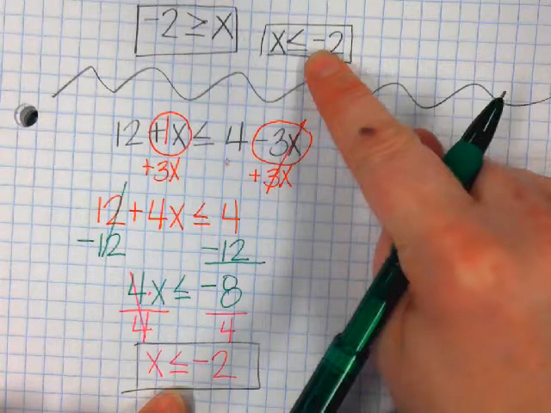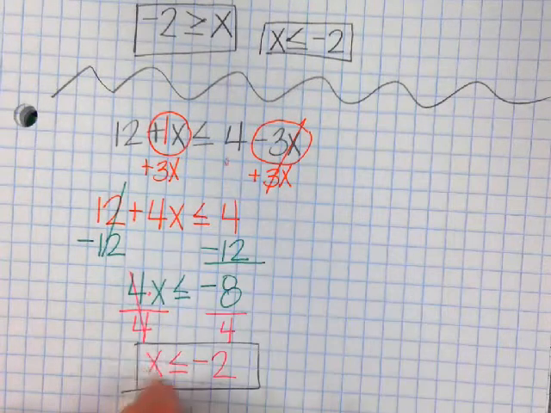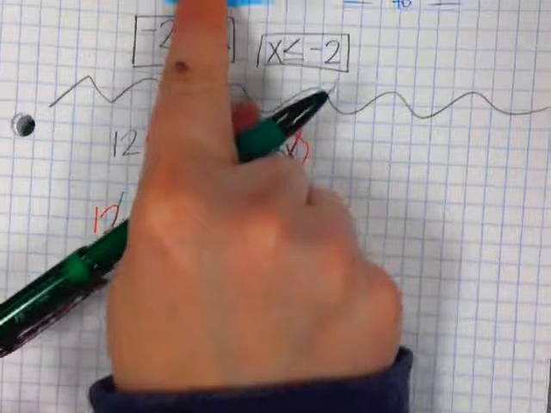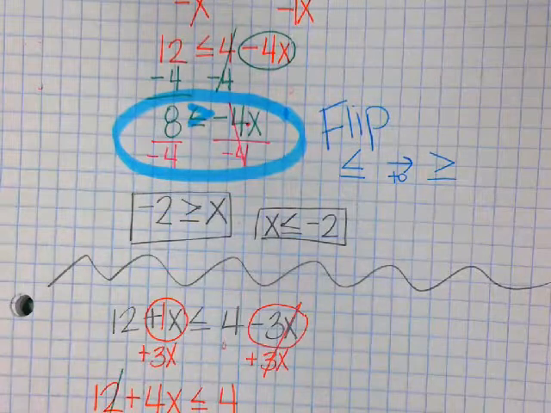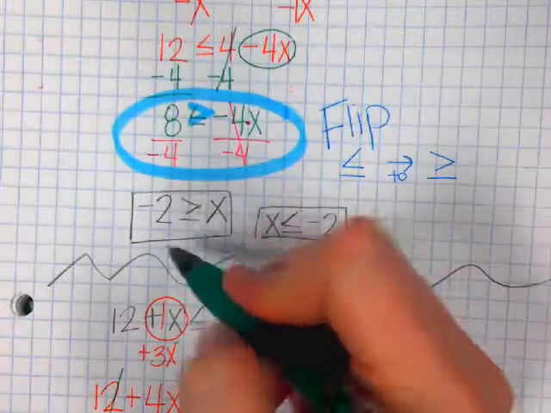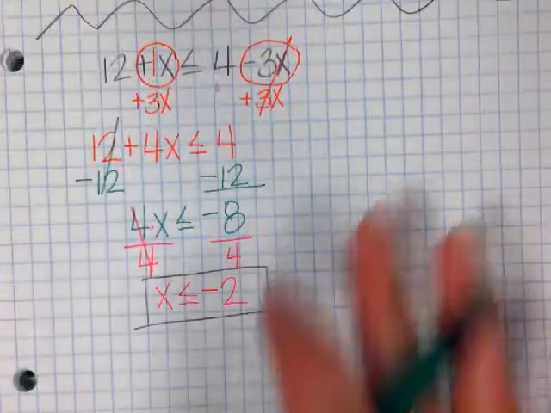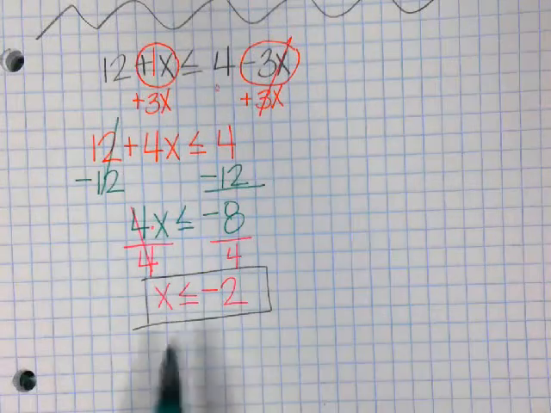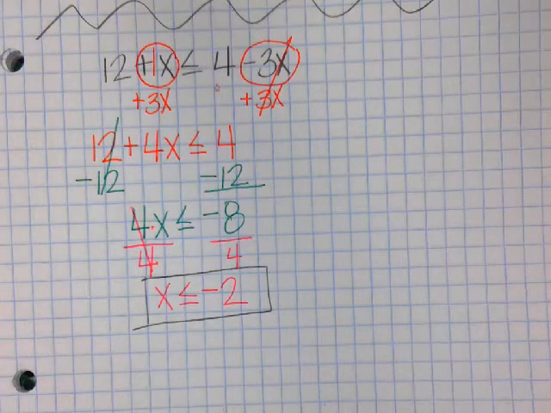Now, if you look at this answer and this answer right here, notice they are the same. It was just already written with the x first. That's why you have to flip that sign, because you changed the x to the other side, so you have to flip or switch the inequality. So that is why that rule applies. Okay, so x is less than or equal to negative 2.